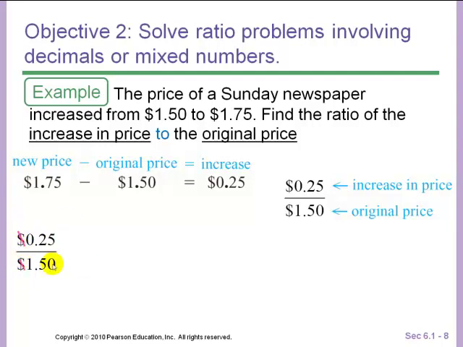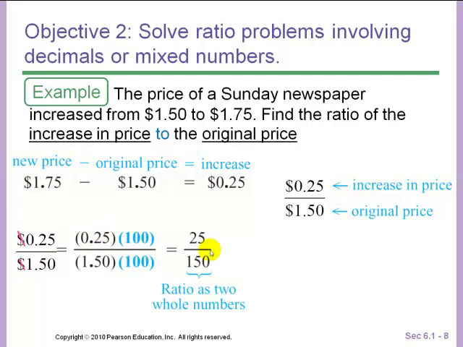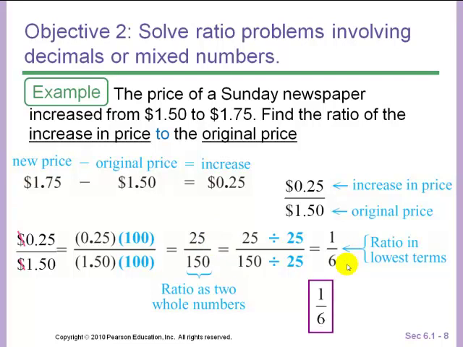Now, to deal with decimals, we want to get a ratio of whole numbers. So first we're going to multiply top and bottom by 100 to get whole numbers. Now that we have whole numbers, we will simplify these like normal. We can divide both top and bottom by 25, and I get 1/6. So the ratio of the increase in price to the original price is 1/6. In other words, the price increased by 1/6.